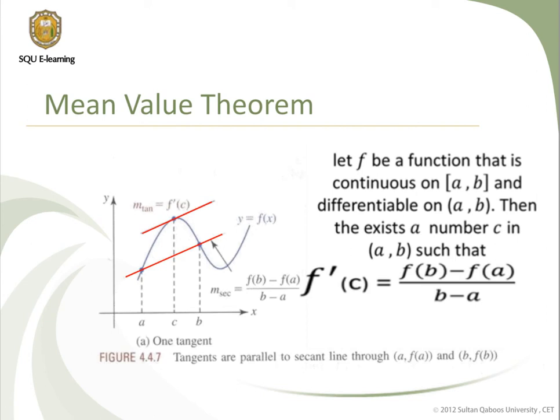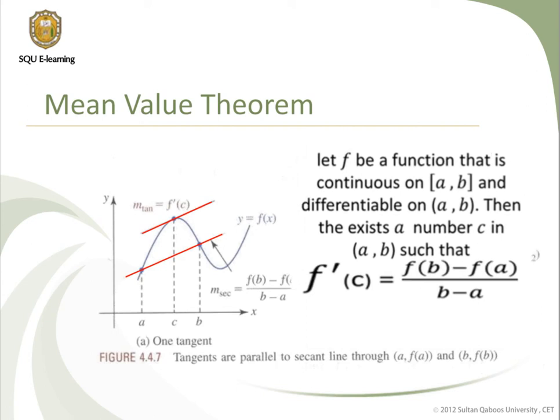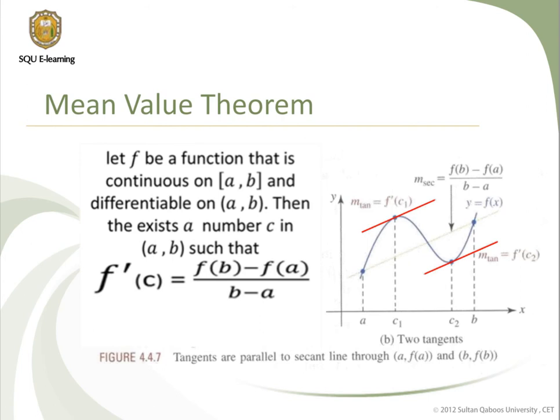Is this the only one? Is it just one number? No. Sometimes you might have more than one number c in the interval between a and b, like what you've seen in figure P. So you have two tangent lines that are parallel to the secant line.